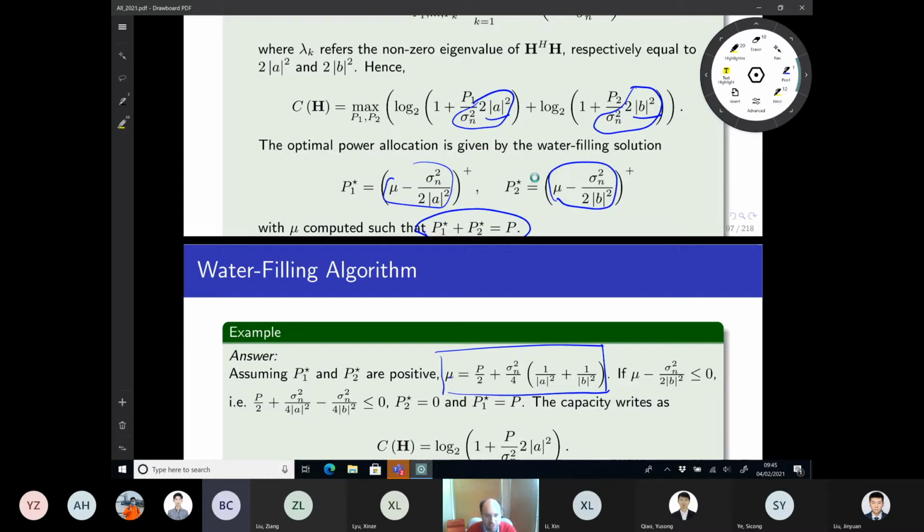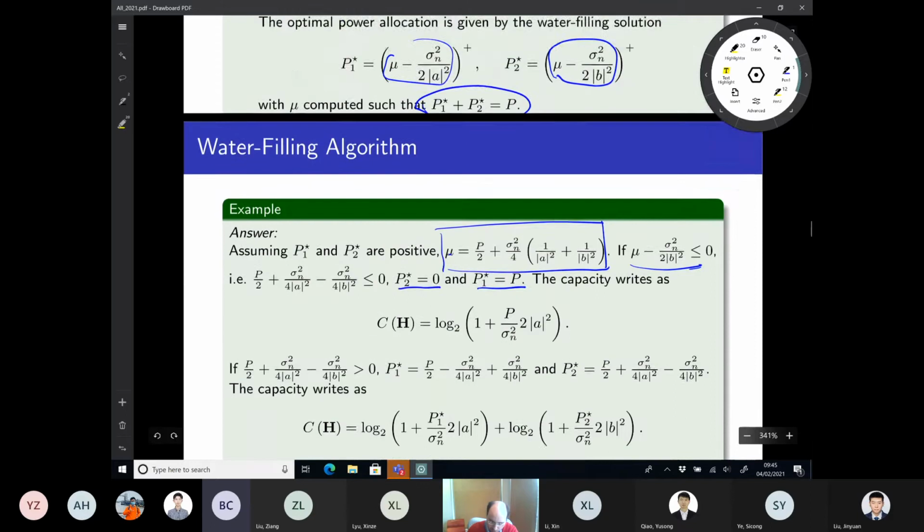If one of them is negative, you set the power of the weakest one to 0, and you put all the power to the strongest one. This is what you do here. You put the power to 0, and you put all the power to the strongest one. This is if this quantity is negative. So in that case, you transmit only along one eigenmode.